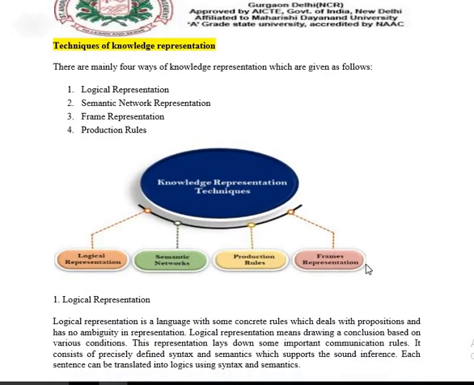After that, let's begin. What are the techniques of knowledge representation? As we come across the methods, types of representation. There are four ways of representation of knowledge. First one is the logical representation. Second is the semantic network representation. Third is the frame representation. Fourth one is the production rule.